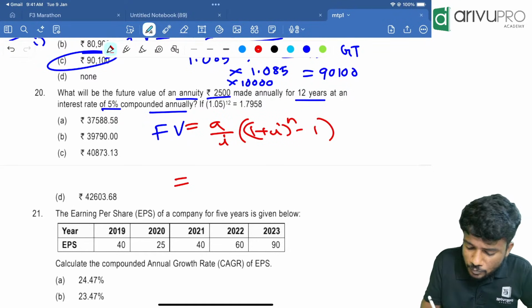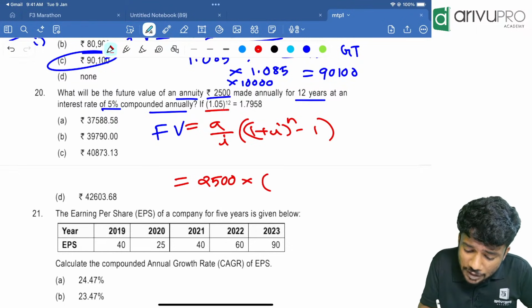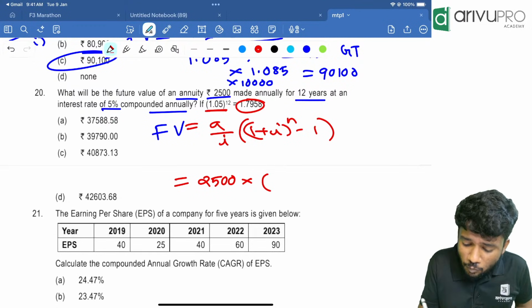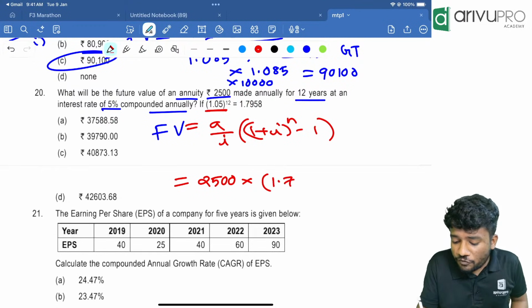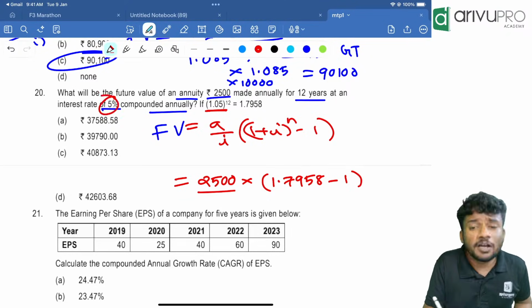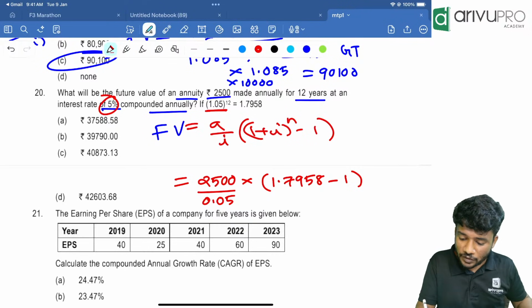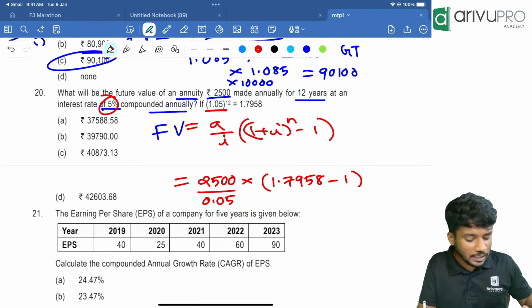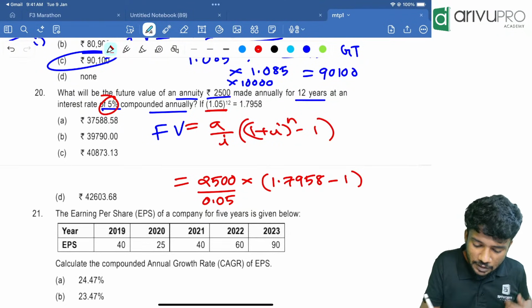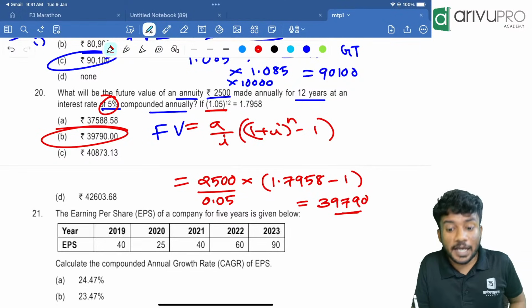A is how much? 2500. 2500 multiplied by (1 plus i) the whole power n, which is again given in the question. That is how much? 1.7958, minus 1, divided by i. i is how much? We already know that is 5%, which can be written as 0.05. Take your calculator, do it. First reduce this, that will become 0.7958 multiplied with 2500 divided by 0.05. How much did you get? 39,790. Option B is your answer. I hope that you got it.